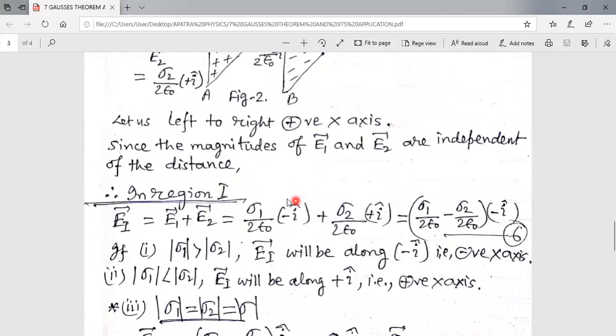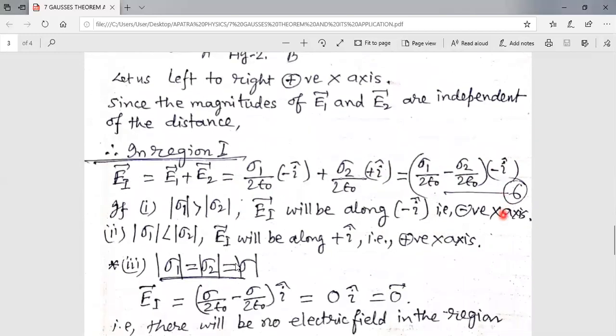Now, just like our previous example, you can again write the reason: the electric field due to the first charge sheet and the second charge sheet is in this way, minus this and plus this, and you get this. Now if sigma 1 is greater than sigma 2, then the field will be along the negative, because when the numerical value of sigma 1 is greater, this part will be positive and it will remain negative. The answer will be this, but the direction will be along negative.